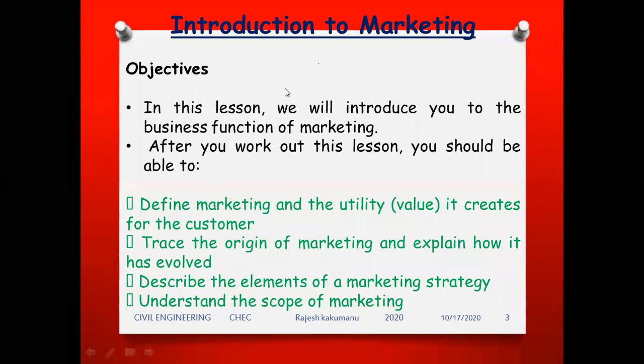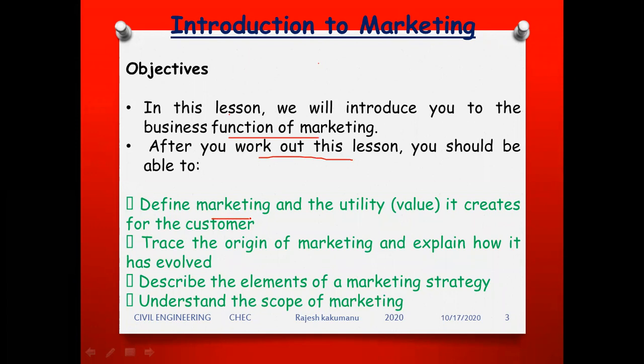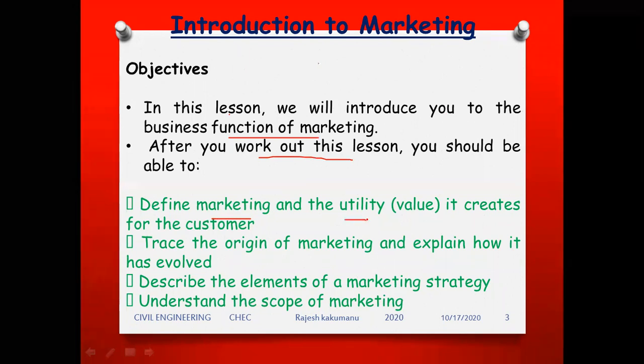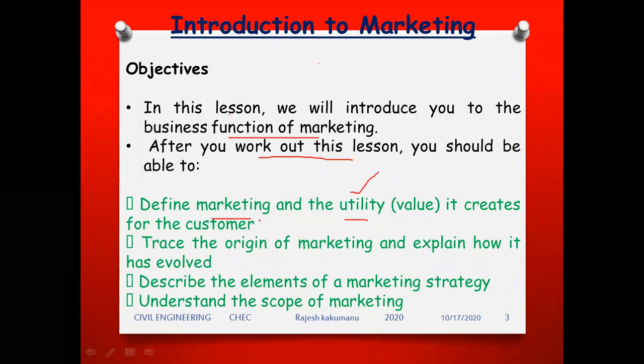So like this, you have some slight differences and similarities in the words. In this lesson, we introduce you to the business function of marketing. After you work through this lesson, you will be able to understand the meaning of marketing and what utility is. Utility means the value of a product, value of a service, value of a person, value of a lecture, value of anything; technically we call it utility. So you can come to know what utility it creates for the customer. For example, if you are purchasing a 10 rupee item, the cost is very low, yet the product still has some value to the customer, right?